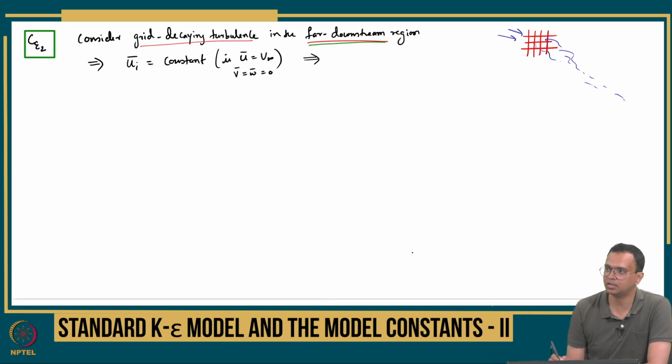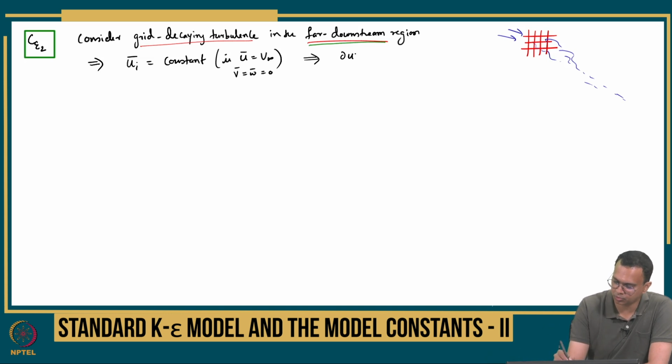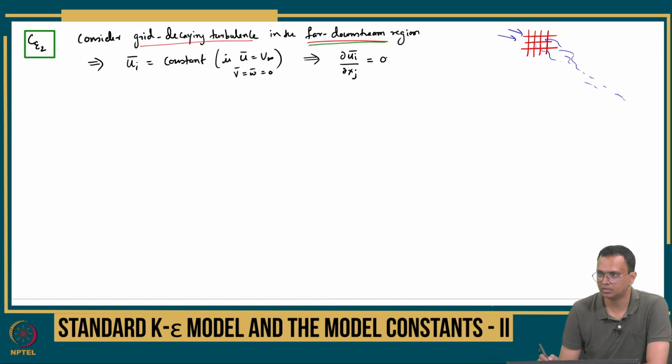When your mean velocity is constant, what will happen to its gradient? Dou ui bar by dou xj, the gradient term, what will happen to this? 0, right. Your mean velocity is constant, so the gradient is 0. When the gradient is 0, what happens to your production rates? If you look at the K model and epsilon model equation, production relies on the mean strain rate. We related the Reynolds stresses to strain using Boussinesq, and that is omnipresent in the K epsilon model. Everywhere we go, mean strain rate is present.